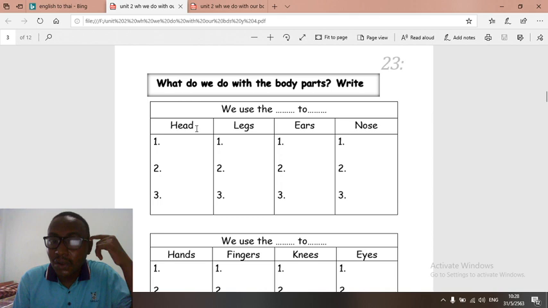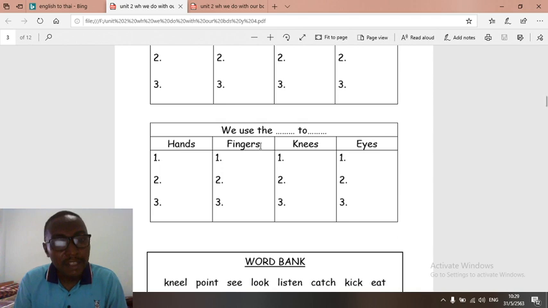What do you use the ears to do? You use the ears to hear. You use the ears to listen. What do you use the nose to do? You use the nose to breathe in and breathe out. We use the nose to smell. What do you use the hands to do? You use the hands to clap. You use the hands to wave. Next are the fingers. What do you use the fingers to do? You use the fingers to point.